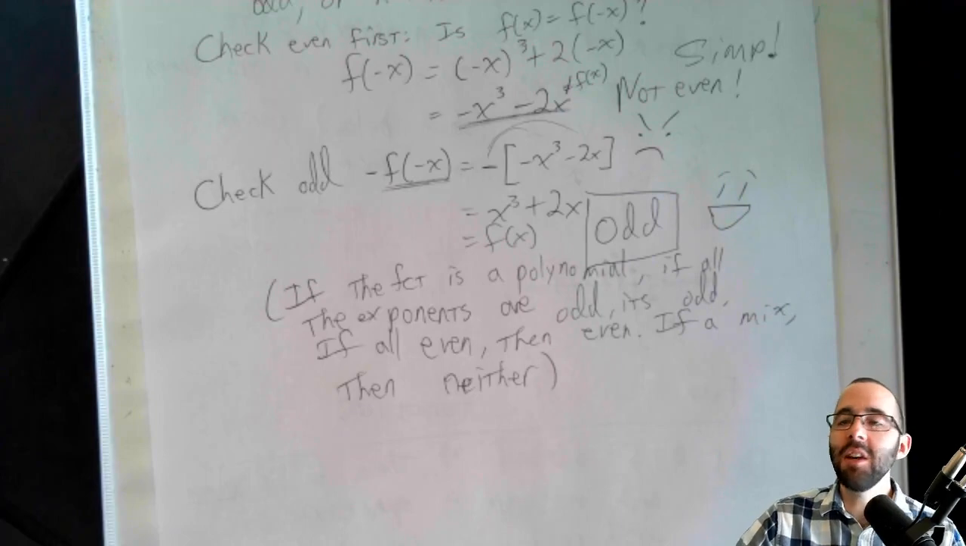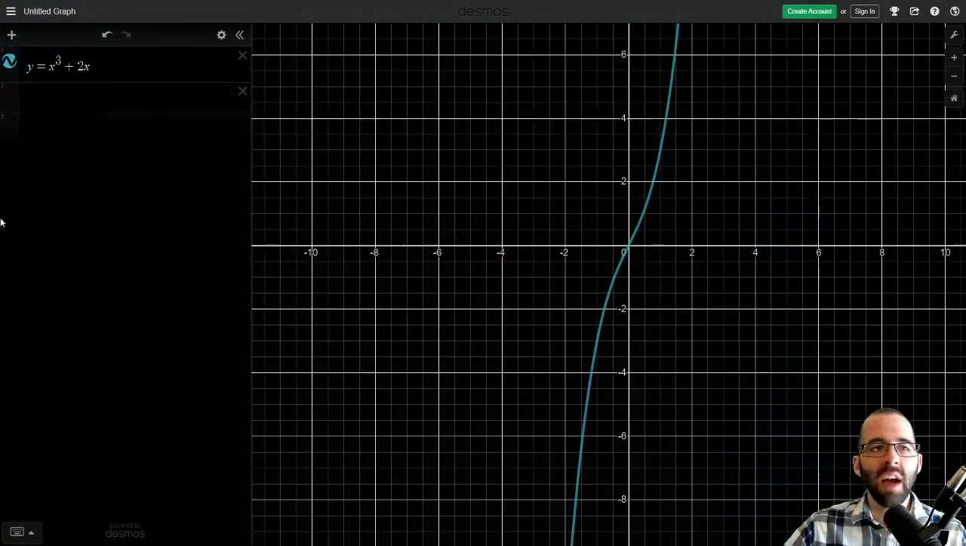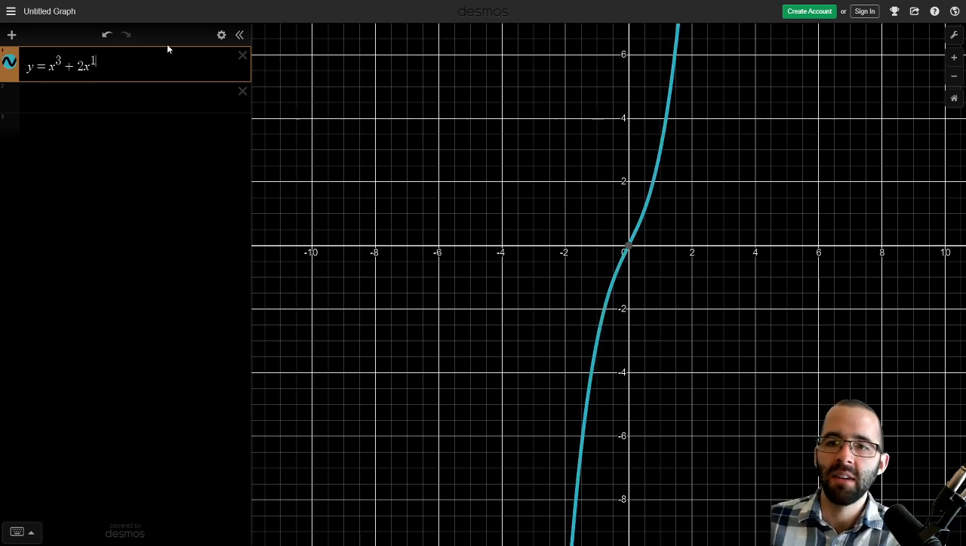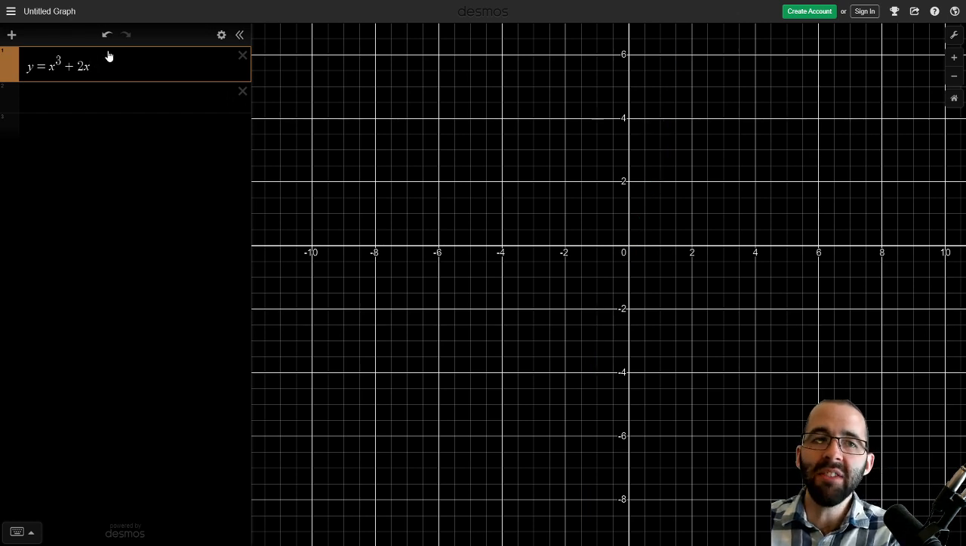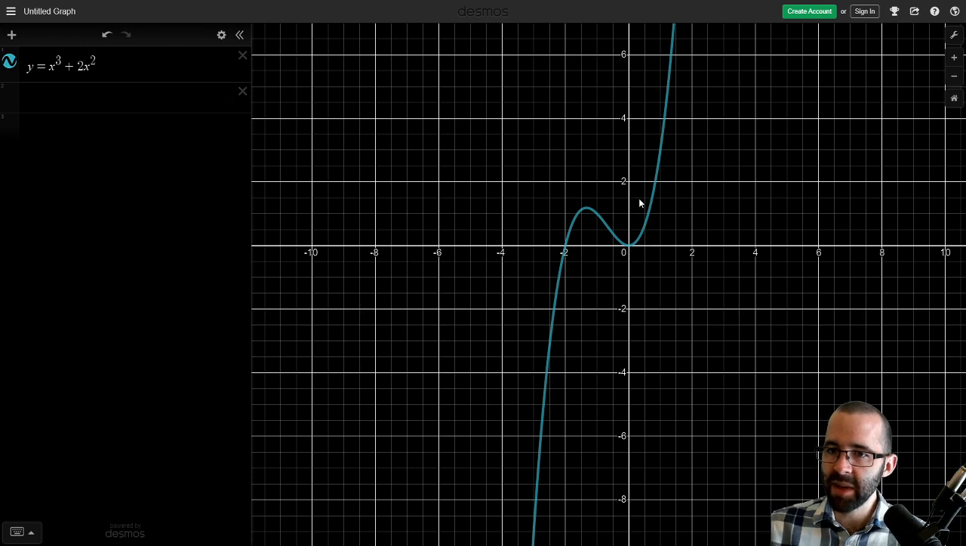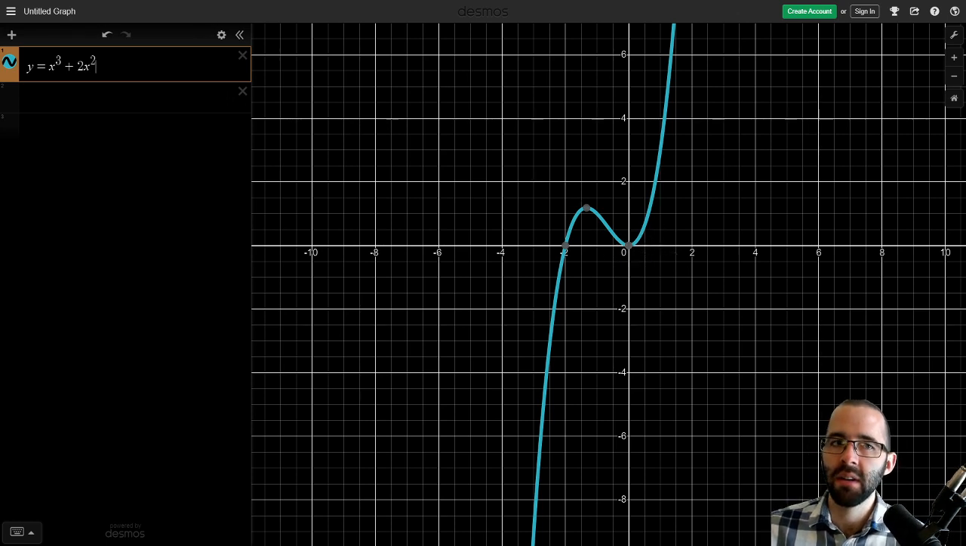So that's why x cubed is odd, and why x cubed plus 2x is also odd, right? This is like an exponent of 1, if you wanted to think about it that way. But if I added an even exponent, now this is not odd or even. This is not symmetric with respect to the y-axis, so it's not even. And it's certainly not symmetric with respect to the origin, so it's not odd either.